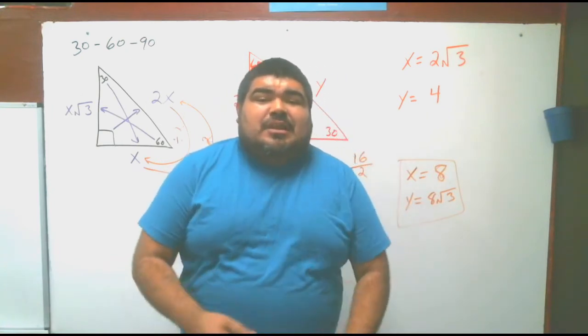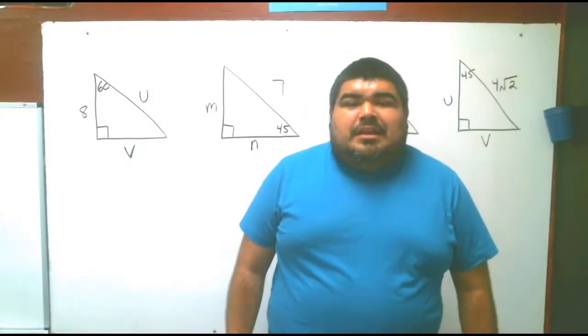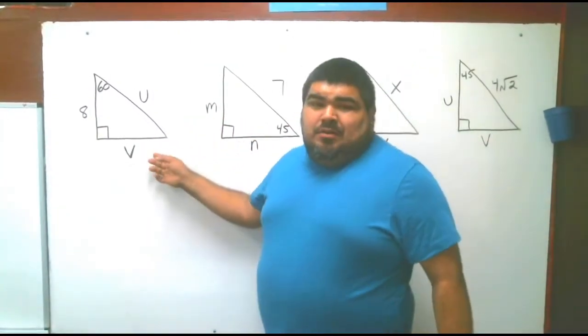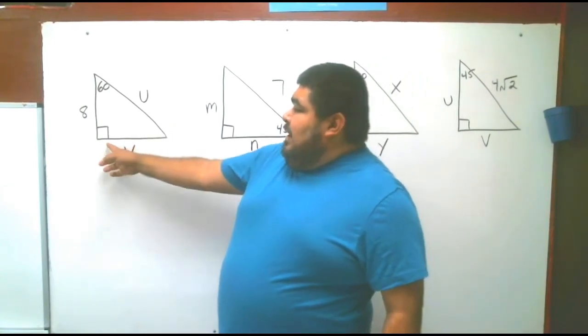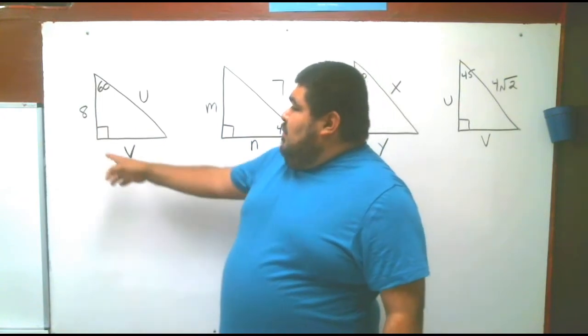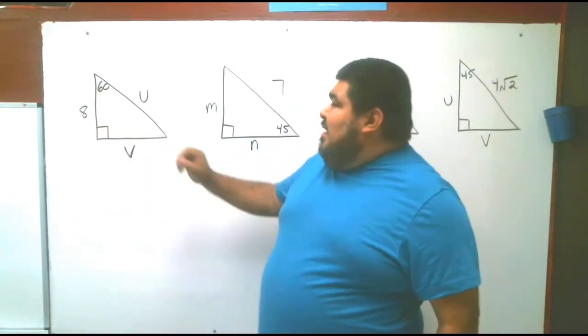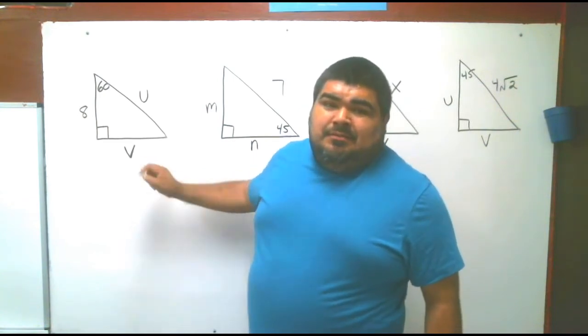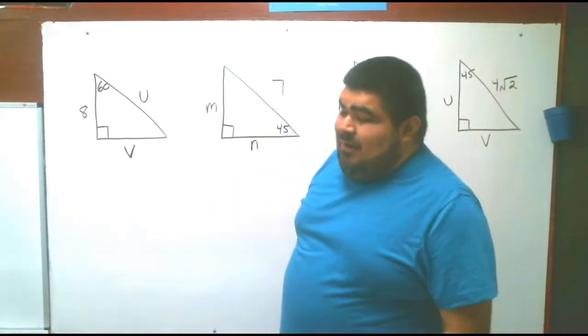Alright guys, here's your assignment for today. We have a right triangle with the right angle. We have a 60 degree angle. We have one side 8. We have our hypotenuse as U and our other leg as V. Remember, you have to solve for both variables.